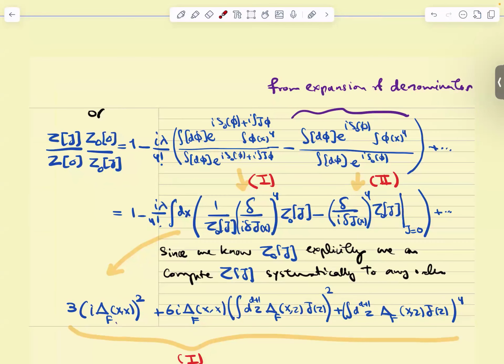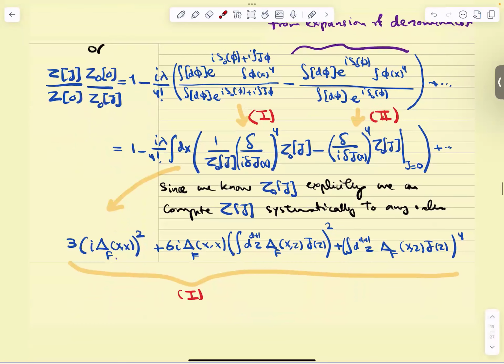Let's first massage the first term. What is the first term? As I said, this is just a 4-point function in the presence of sources. So this is Z naught of J with 4 J derivatives, times 1 over Z naught of J. This is this term. What is this term? You take 4 derivatives of J, but you don't divide by this Z naught. Instead, J equals 0 at the end. We know Z naught of J explicitly, so we could expand this expression explicitly. This is something that you'll do in the homework, but let's focus on the first term.